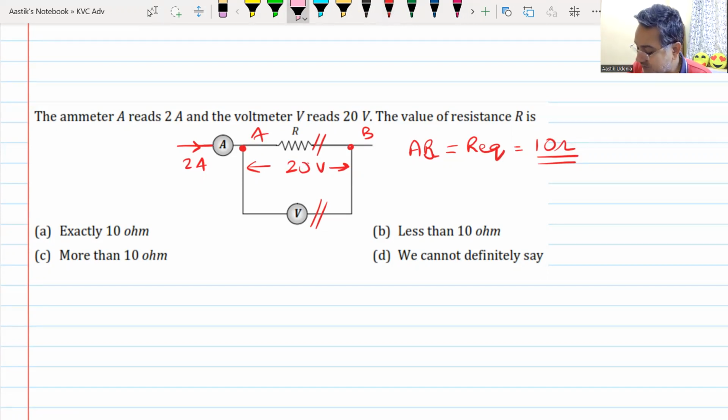That means it has to be more than 10 ohms. Then only you can get, whenever 2 resistance are connected in parallel, the effective resistance is always less than the smallest value. Do we understand this? So this is the answer for this one.